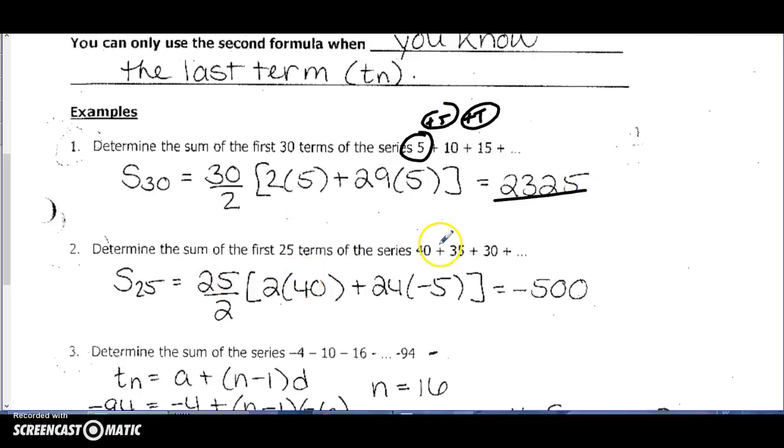In this case here, your a is 40, your d is minus 5. You're going down by 5. That's that. You want 25 terms, and you keep going, and that's how you get that. I don't think that's too difficult.